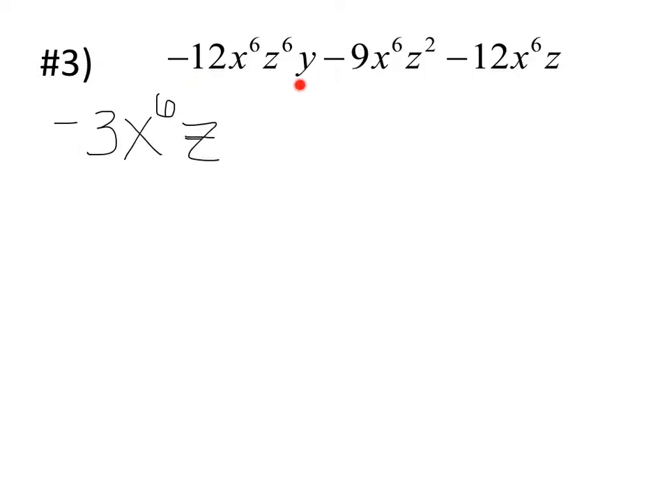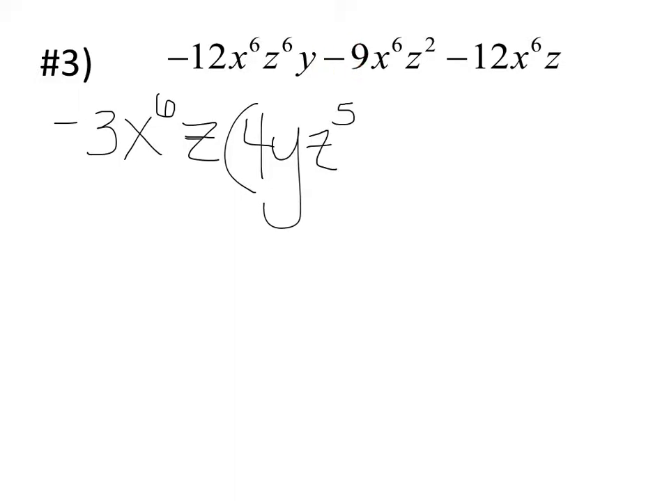And then you'll notice this term has a y, but neither of these do, so we can't take out a y. Now it's time to divide. Negative 12 divided by negative 3 is positive 4. And we took all of the x's. We took 1 of the z's, so we've got 5 z's left. And we have 1 y left.